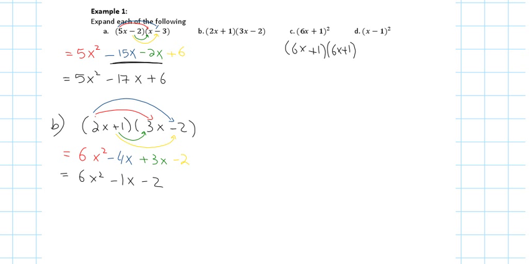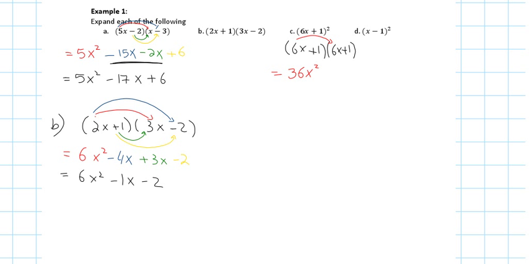We're going to do C. I'm going to do C right here since it's already written. So remember that whenever you have a square, you write the same thing twice. And then you do 6x times 6x is 36x squared.